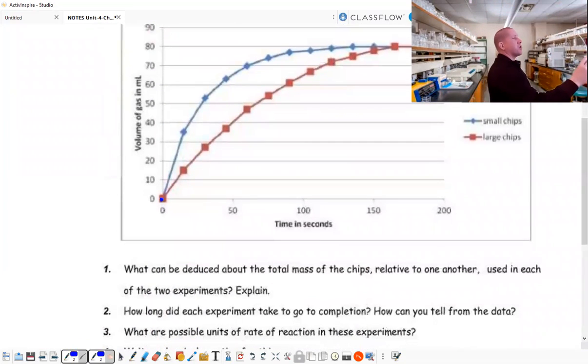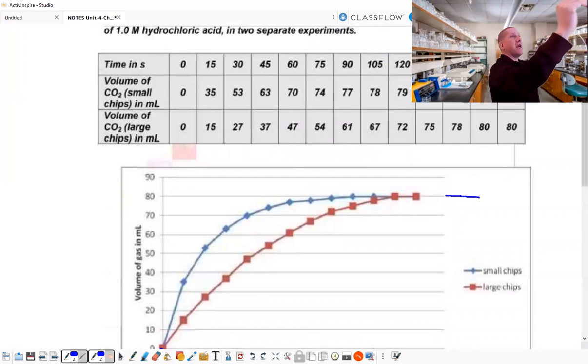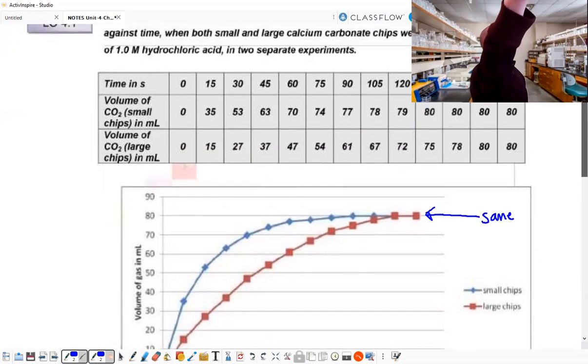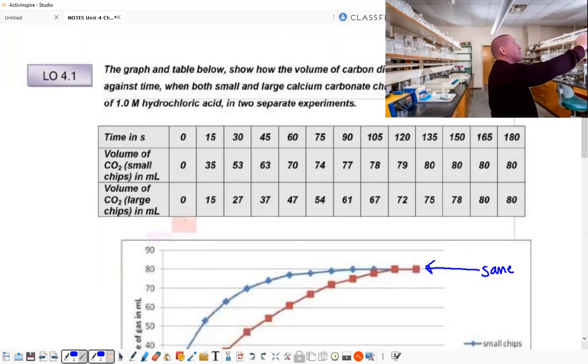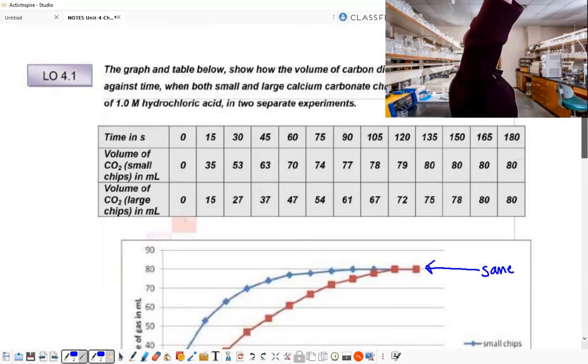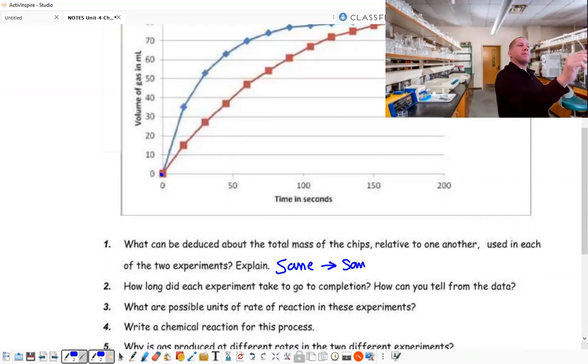What can be deduced about the total mass of the chips relative to one another used in each of the two experiments? Explain. Well, notice how they gave the same amount of product. So they both ended up at, what are we measuring? Remember, volume of carbon dioxide in milliliters, and they both produced 80 milliliters eventually. So I would say the masses would be the same because you got the same amount of product.